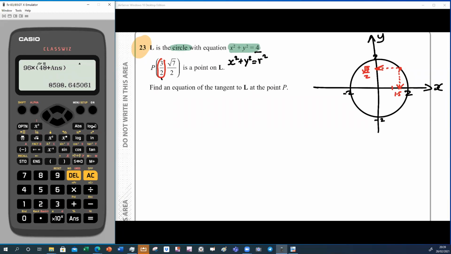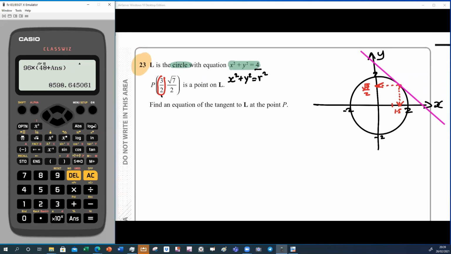So it's nice to be able to visualize the actual question. The question is talking about a tangent that joins there. So let's draw this tangent now. We'll grab the line and move it across. There's the tangent. Fantastic. So we've got a point there, and L is the circle, P is a point on L, and find the equation of the tangent to L at the point P. There's P. Lovely.